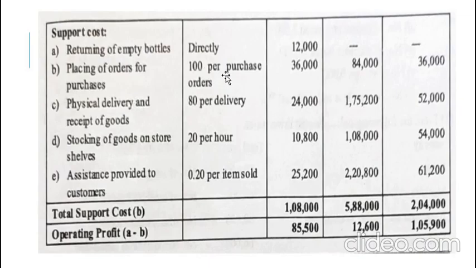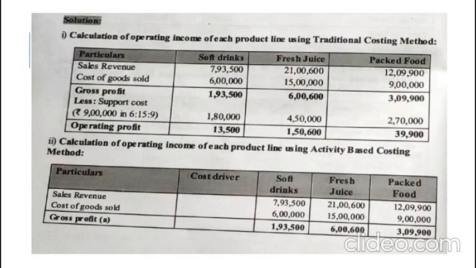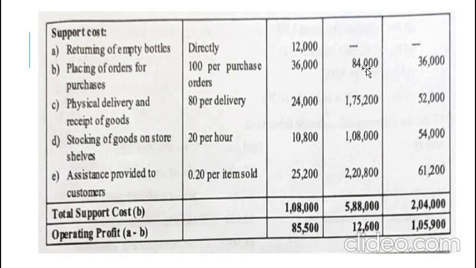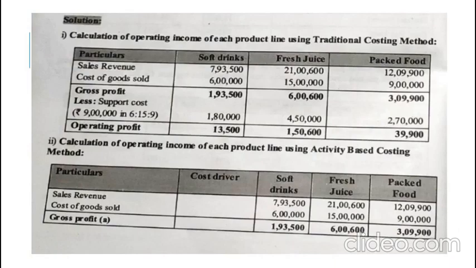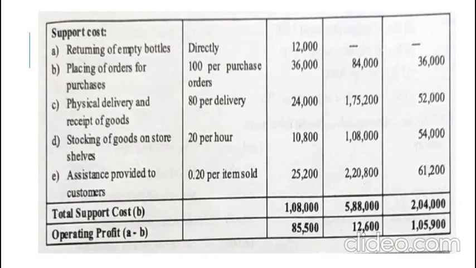So 360 into 100 will give us 36,000. Then 840 for fresh juice, so 840 into 100 will give us 84,000. Then for packed food, 360 into 100 will give us 36,000.